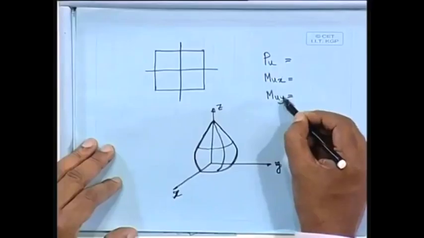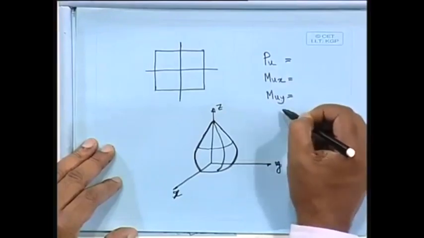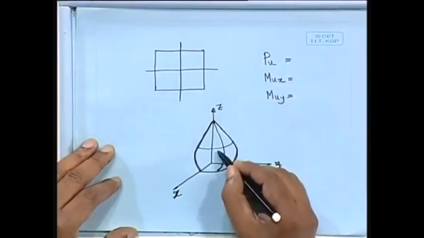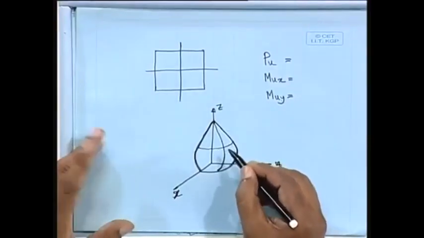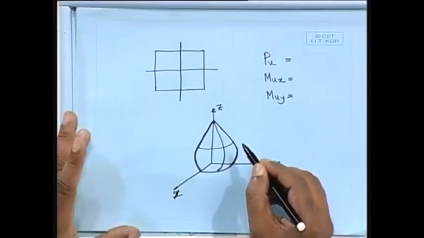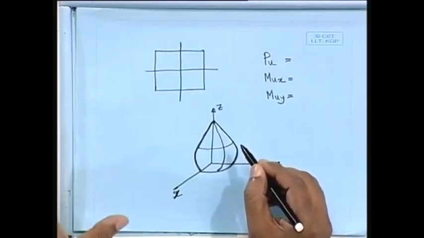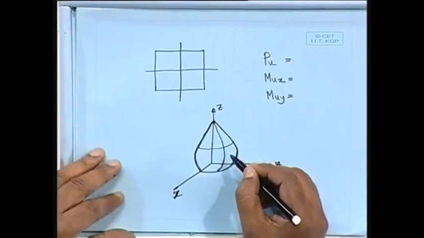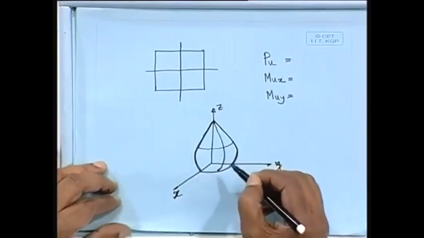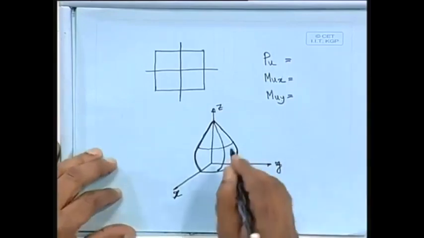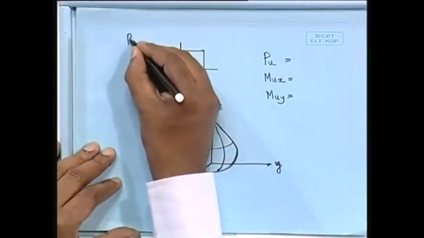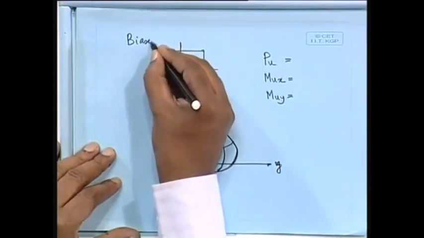So, when you get that, now if you know Mux, Muy and Pu, there are 3 parameters now, and I have to find out a section along with the area of steel, so that I can say the section is safe. For that, so this is obviously biaxial bending. How shall we design it?